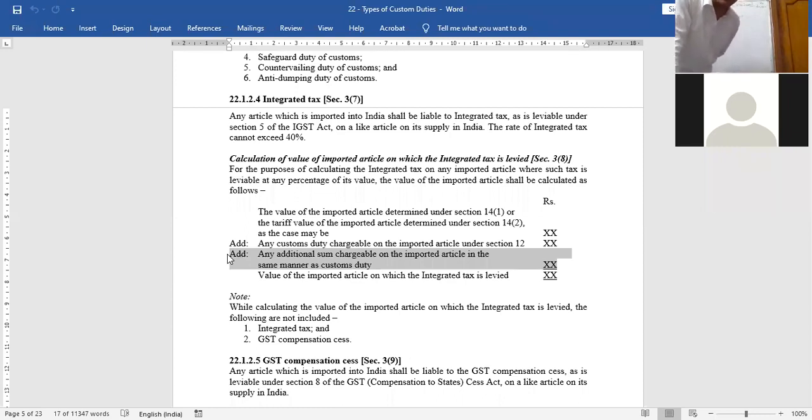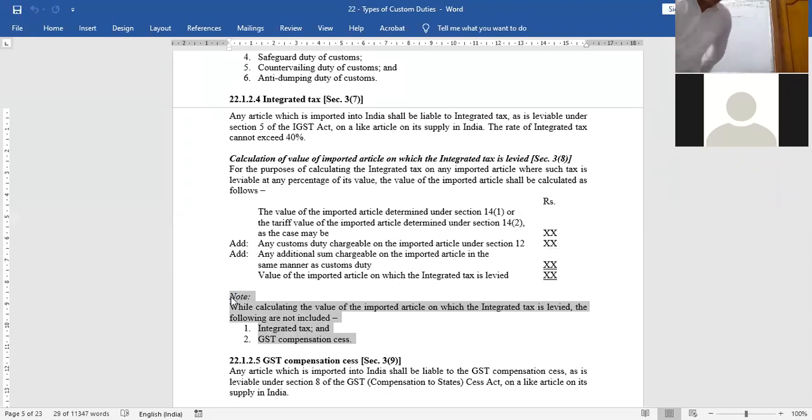Now, integrated tax itself and GST compensation cess are themselves covered under section 12, but I have not added them. Why? Because they have been specifically excluded by the same section 3.8. That is why I am not adding compensation cess as well as IGST. So in my question, on this total, I will multiply by 12%. So I cannot compute it right now till I know the value of the social welfare surcharge.